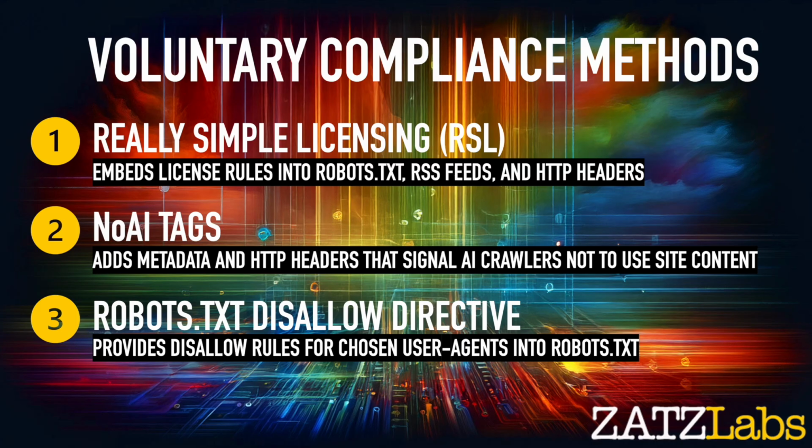No AI tags are a similar tool. These are placed in metadata and HTTP headers, and these again signal web crawlers not to use the site content. And then robots.txt is the very classic way of telling robots like search engines and things like that what to access and what not to access. And again, these all depend on the compliance of the bot itself, of whether or not it's going to actually pay attention to your request.